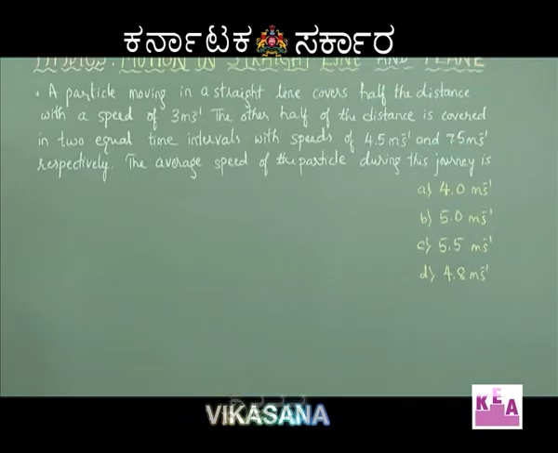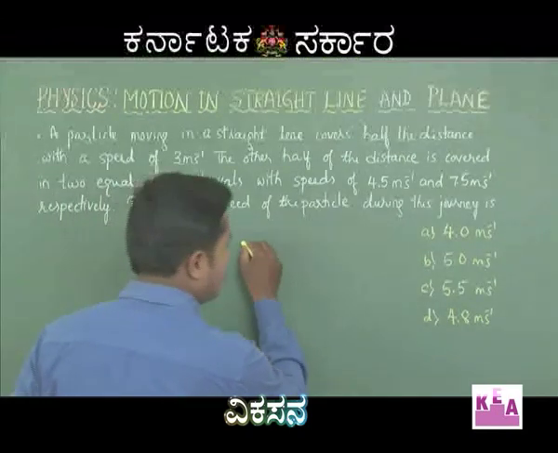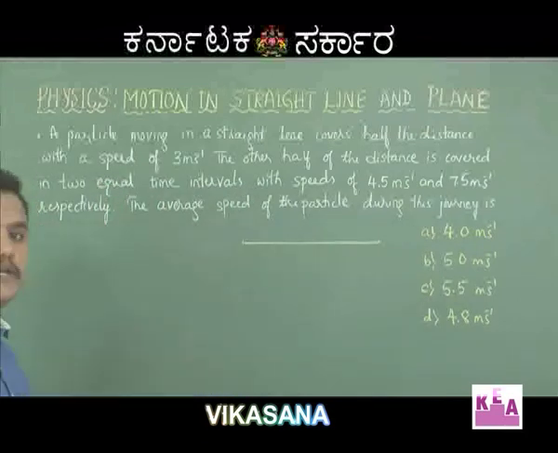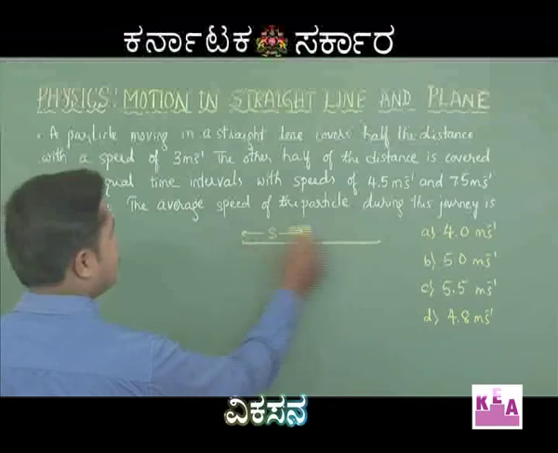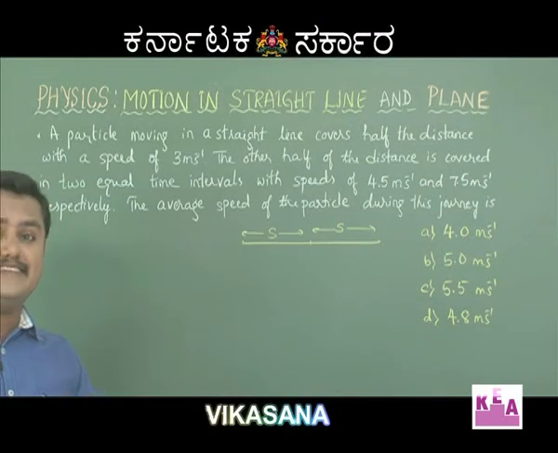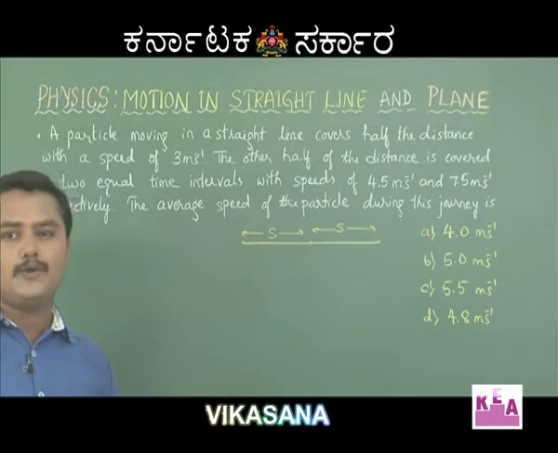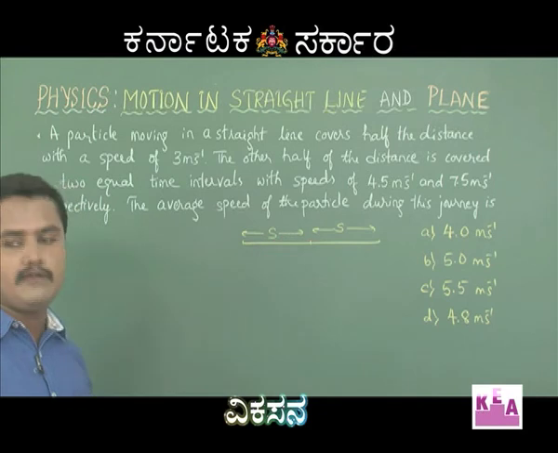Look at the problem. The first half is covered with a speed 3 meter per second, and the second half of the journey is again divided into two equal halves in terms of time. So, a simple diagram will help me to understand the problem better. If I consider that the total journey is 2s, then this part is s and this is one more s. I think this is advisable because if you take the total distance as s, you will have s by 2, s by 2. In order to avoid those twos in denominators, it is a better idea to take the total distance as 2s, divide it into two equal halves, s and s.